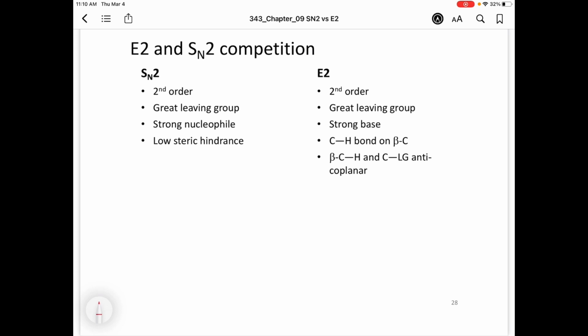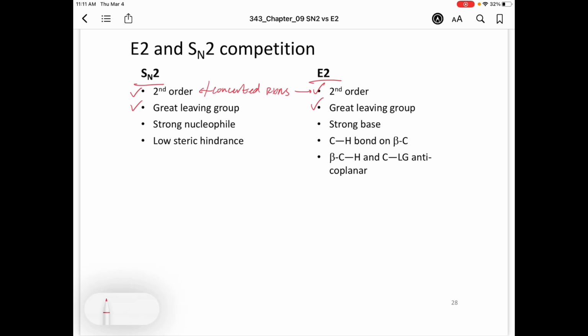Let's just review what we just went over. Now, SN2 and E2, they both are second order in their reaction rate. Remember, these are concerted. So both the starting alkyl group with the leaving group and your base or nucleophile are present in the rate determining step and in that transition state. Now, they both need to have leaving groups.